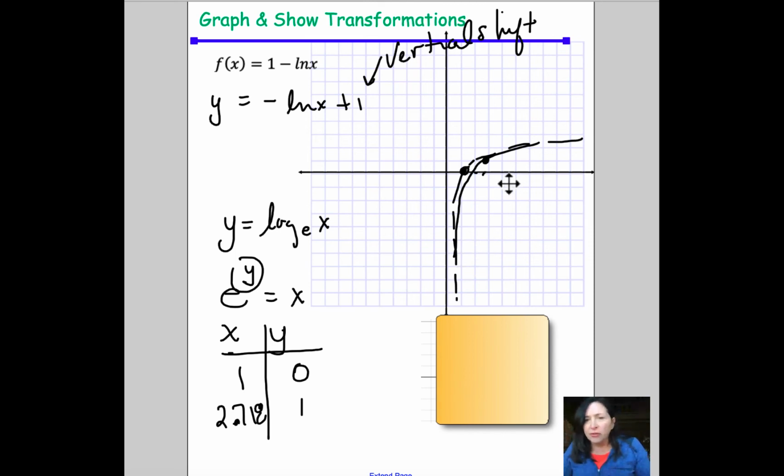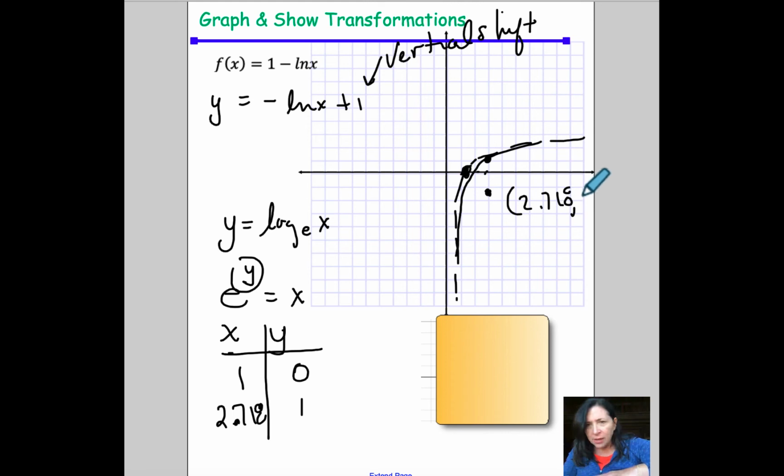And so what you do with that ln of x, this negative sign is a reflection across the x-axis. So what that does is it takes this here, it stays there because that's on the x-axis, and then this value is now down here. And this point is, what is that point?